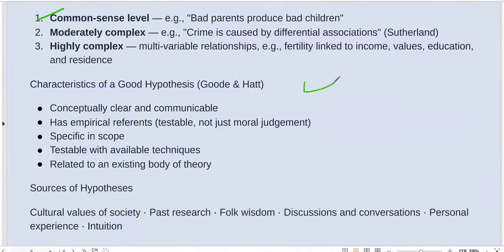Then what are the characteristics of a good hypothesis given by Goode and Hatt? It should be conceptually clear and communicable. It has empirical reference that can be tested, not just moral judgments. It should be specific in scope. Scope should be specific and clear. It should be testable with available techniques. Methods can test that. Otherwise, there is no purpose of making a hypothesis. And it should be related to an existing body of theory. That is very, very important.